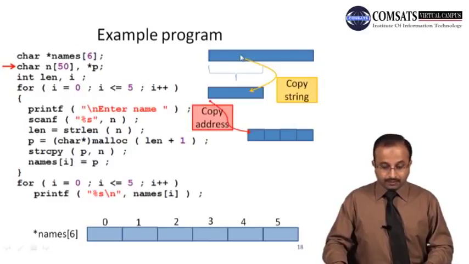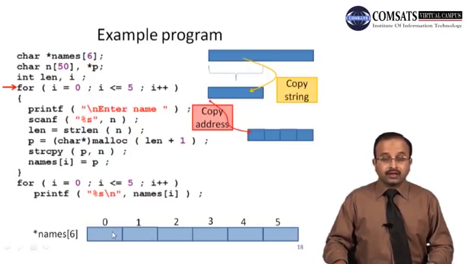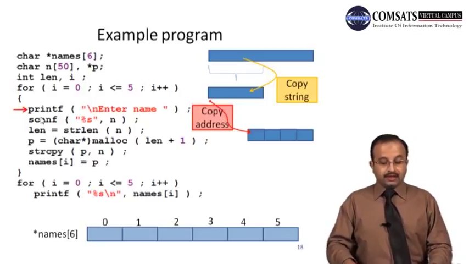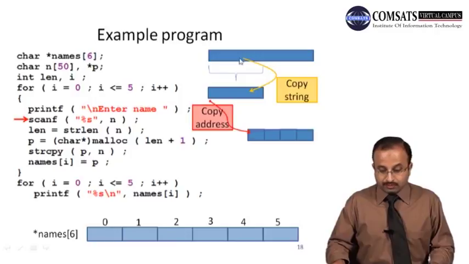So this is n actually. Then we declare some variable, then the loop will be executed 6 times because we have to input 6 names, and the addresses of these strings will be stored in the array of pointers. Then we have the printf function, enter name, you have to input a name, so you input the name, that will be stored in n, in this bigger array. After it is stored in n, the next thing is you find the length of that string, with the strlen function.